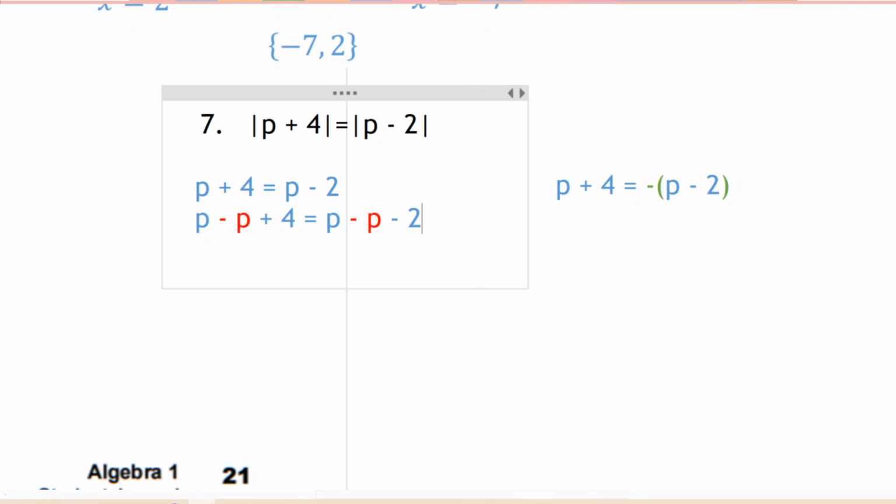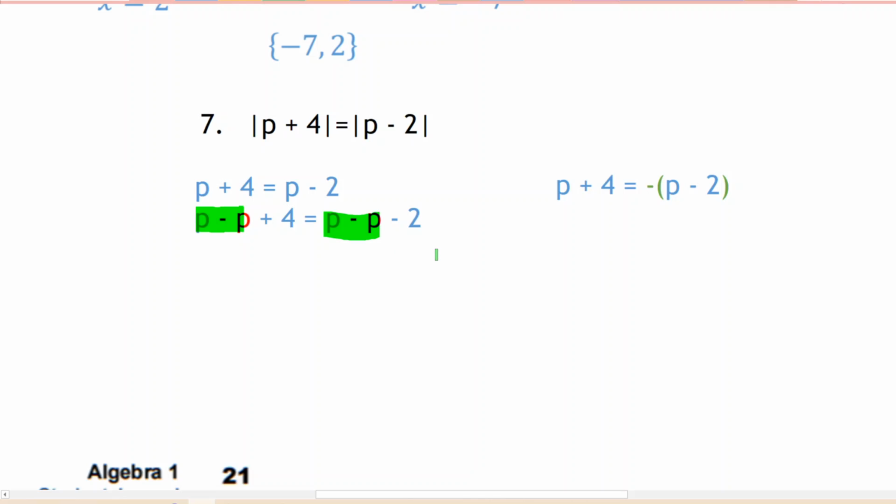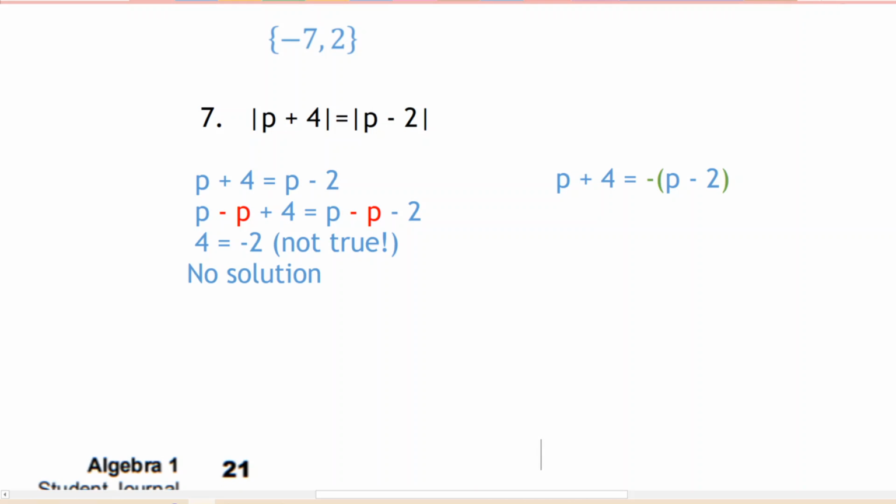Now, notice that I've created a zero pair on the left side and a zero pair on the right side. That's highly unusual. That's not supposed to happen in a normal problem. And when I do the subtraction, I get the equivalent equation, 4 equals negative 2, which is not true. So at least for this half of the problem-solving routine, we're going to get no solution.